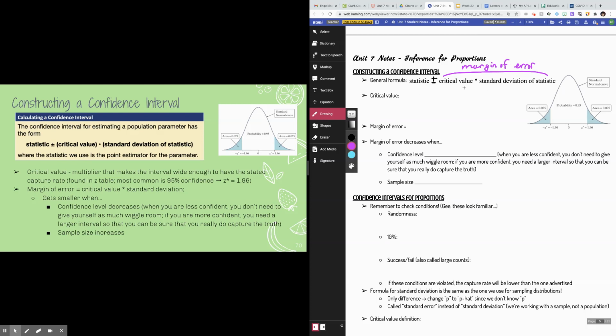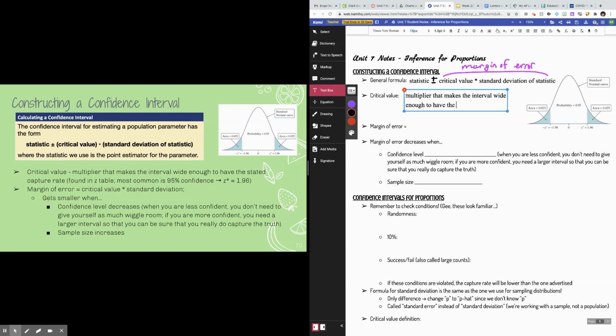Now a lot of these phrases, I'm sure, look familiar to you, like statistic and standard deviation. But then the question becomes, what is a critical value? Here's what a critical value is. Your critical value is just a number. It's a multiplier that makes the interval wide enough to have the stated capture rate. Those critical values come from the z-table.